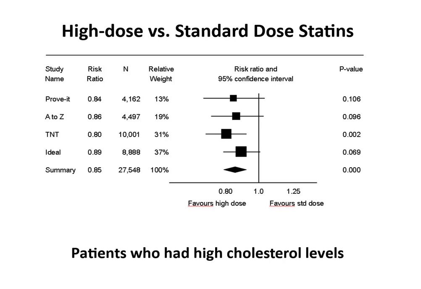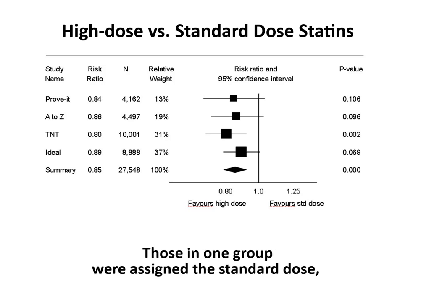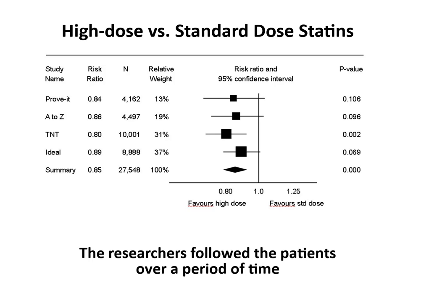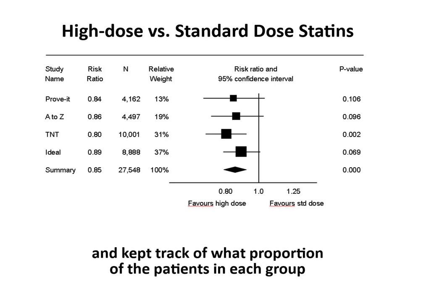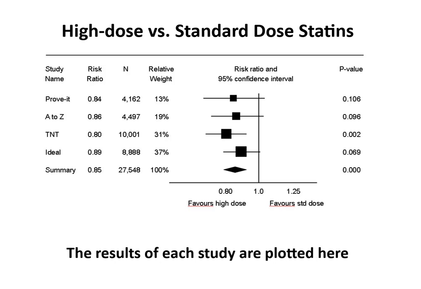Patients who had high cholesterol levels were randomly assigned to either of 2 groups. Those in one group were assigned the standard dose, and those in the other group were assigned a higher dose. The researchers followed the patients over a period of time and kept track of what proportion of the patients in each group had a cardiovascular event. The results of each study are plotted here.